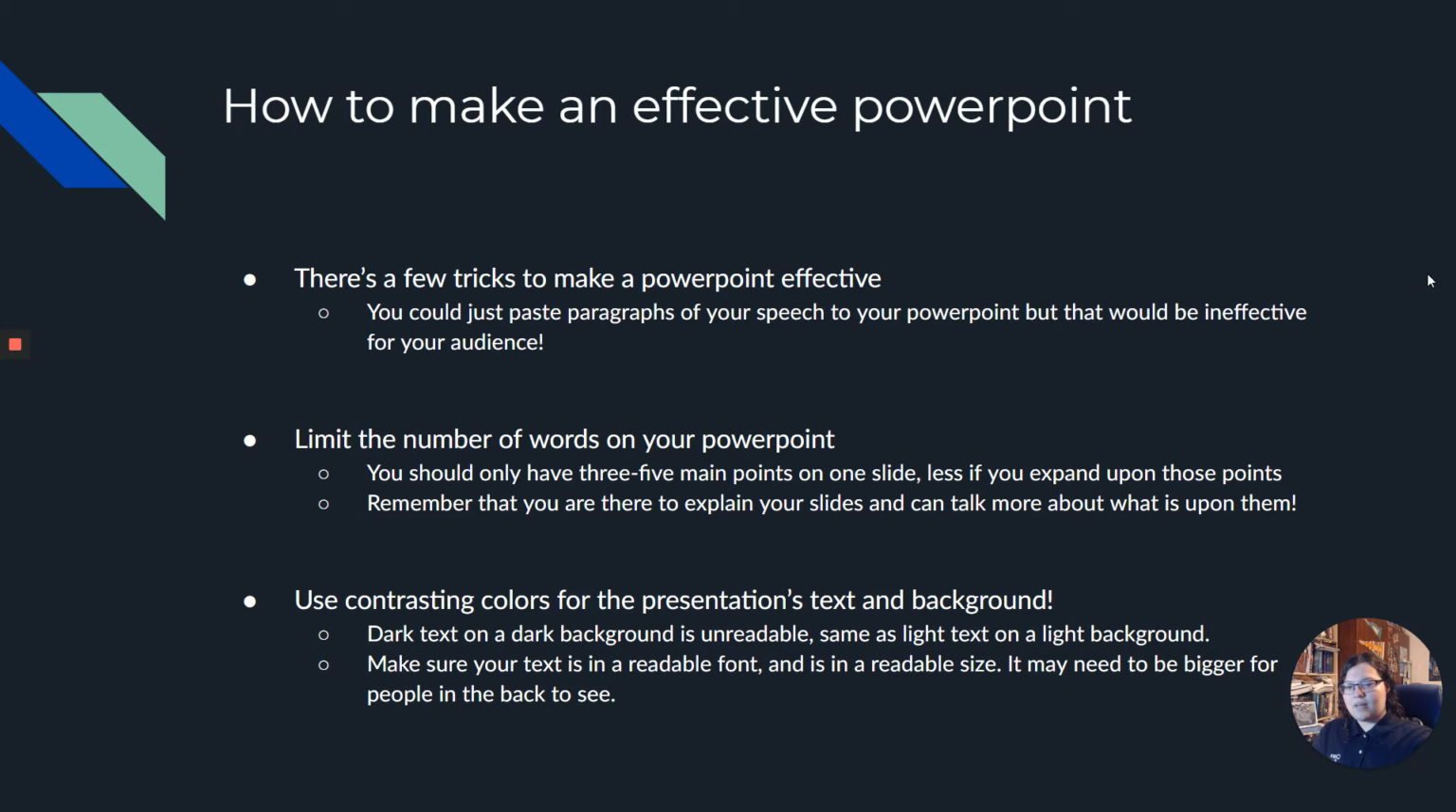Now, let's talk about how to make an effective PowerPoint. There's a few tricks for how to make a PowerPoint effective. Now, you could just paste paragraphs of your speech into your PowerPoint, but that would be ineffective.